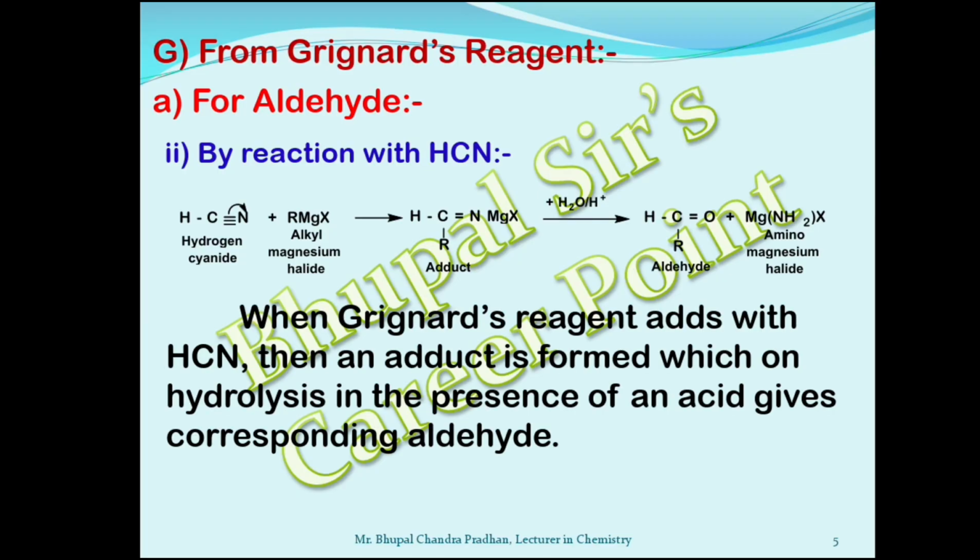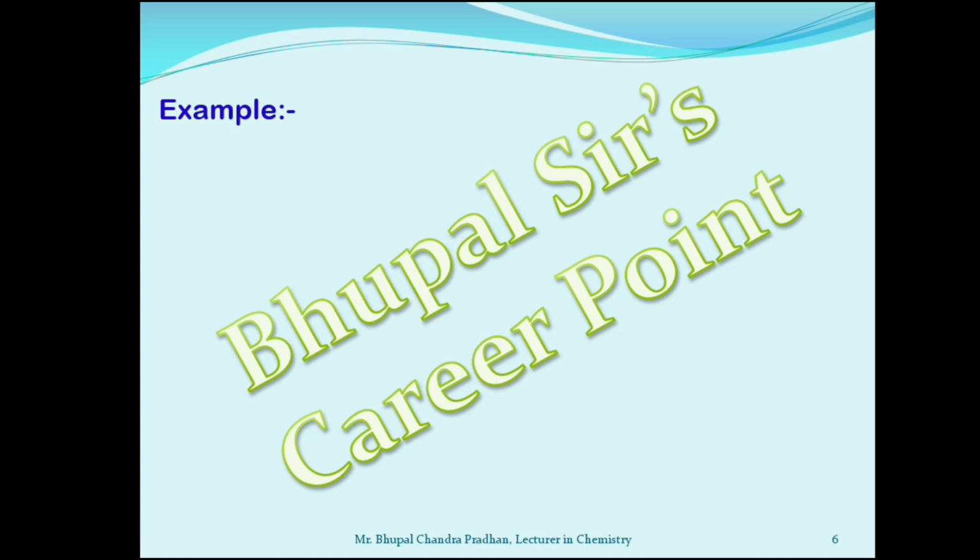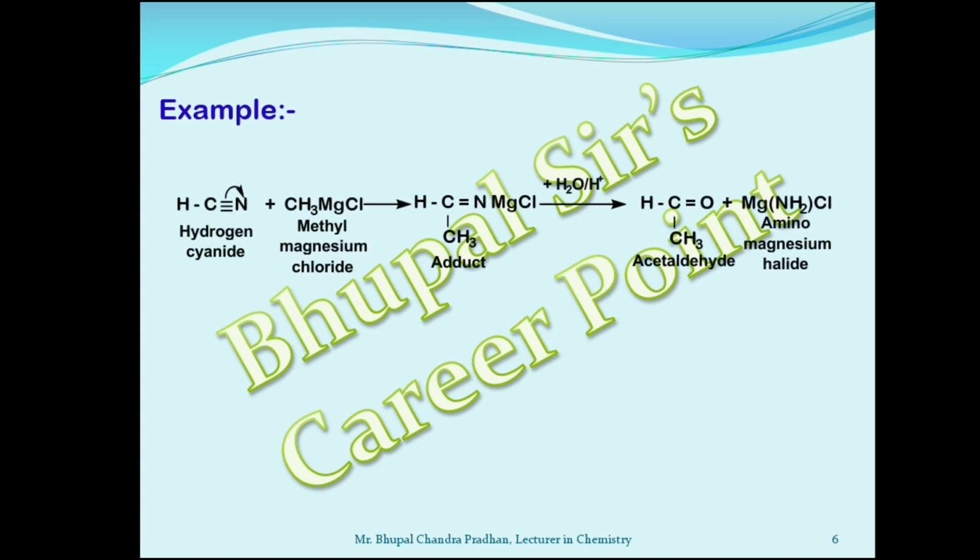So in statement we have to write down: when Grignard's reagent adds with HCN, then an adduct is formed which on hydrolysis in the presence of an acid gives corresponding aldehyde. Let us come for example. Let us take CH3 in place of R.